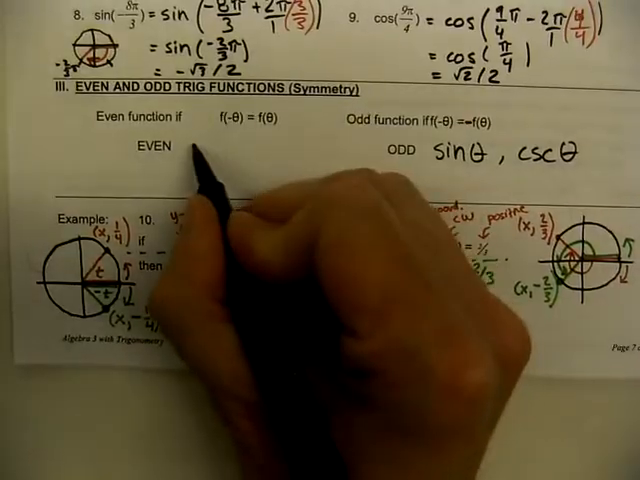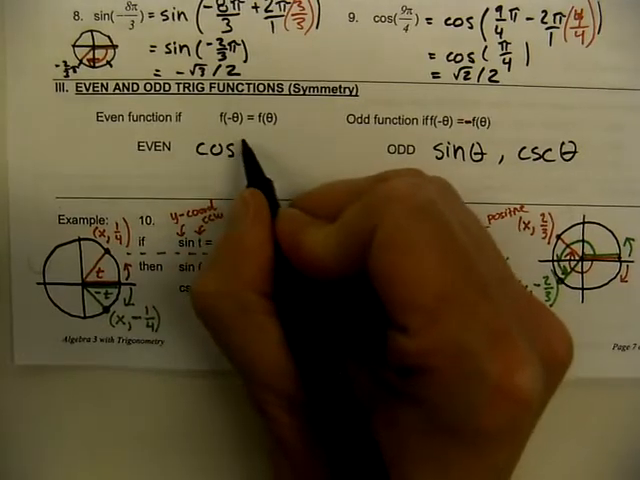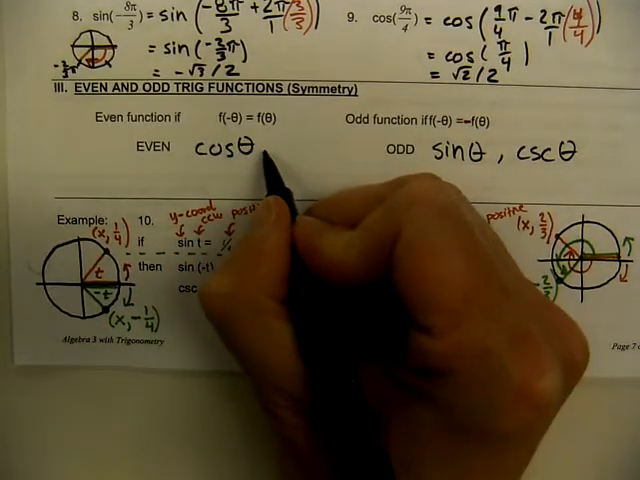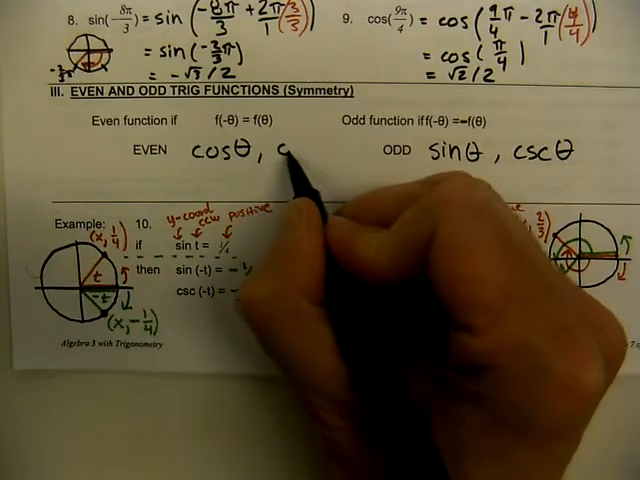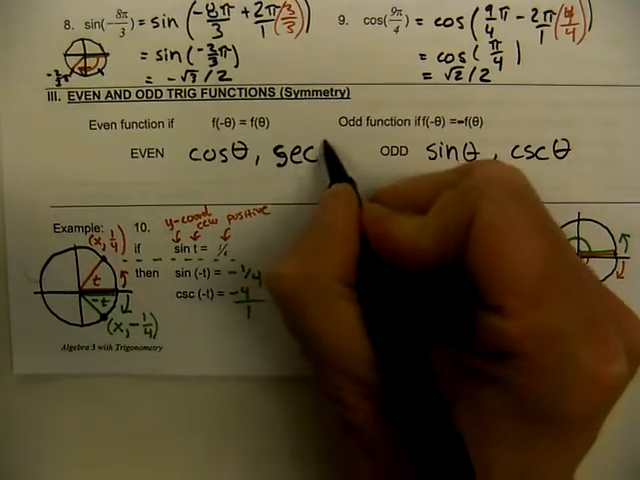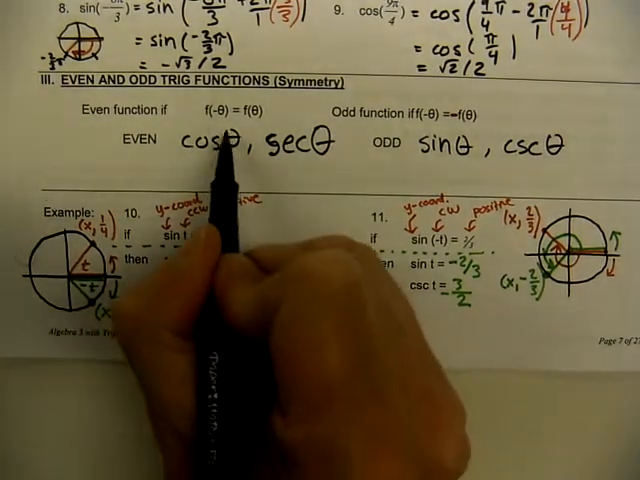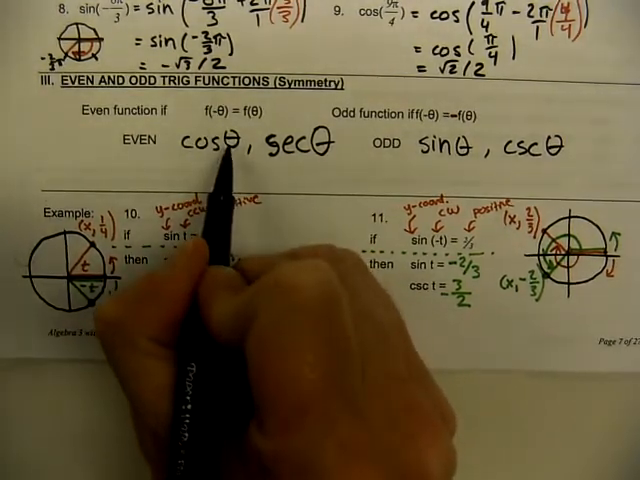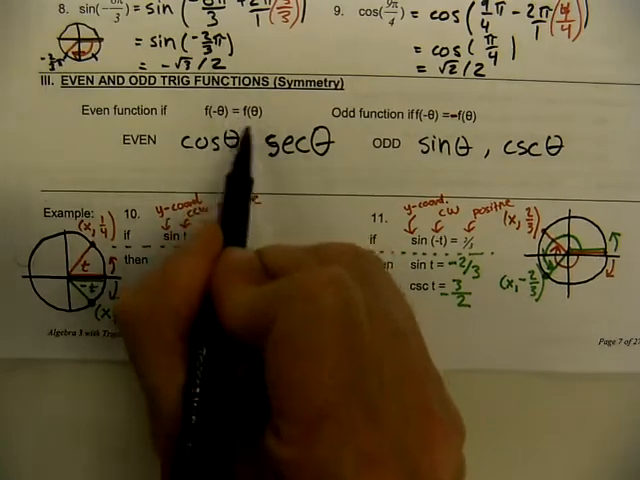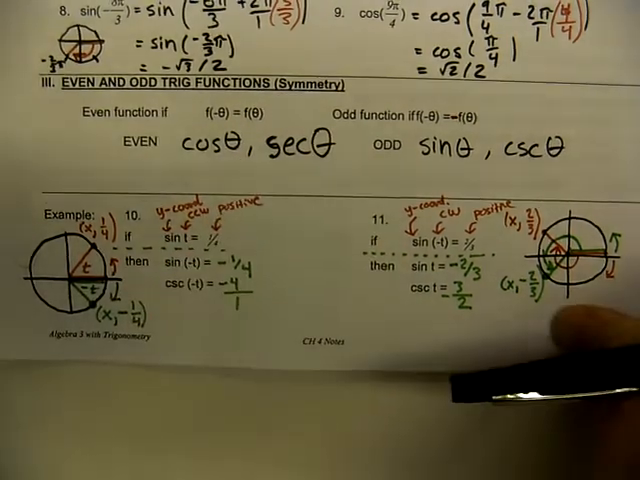Now that must mean that cosine is even. So we'll go ahead and fill that in. Even for both cosine and its reciprocal, secant. Right, and we'll see those examples on the next page. So this time when we change the sign on the input for cosine, we will not see a change in the answer. So let's see how that works.